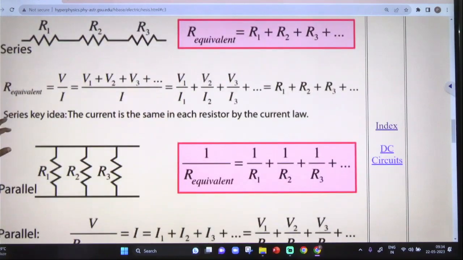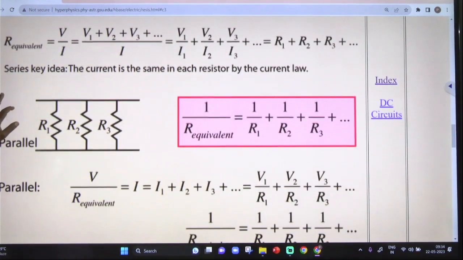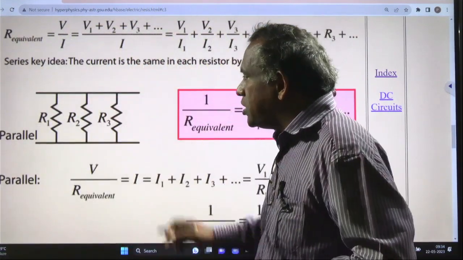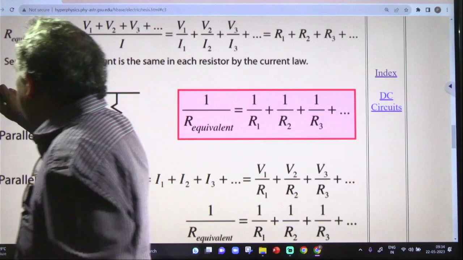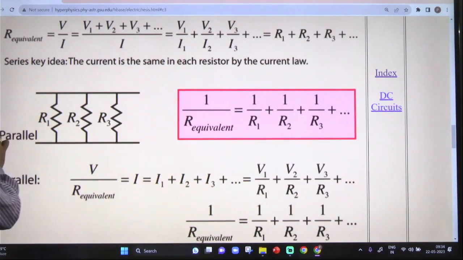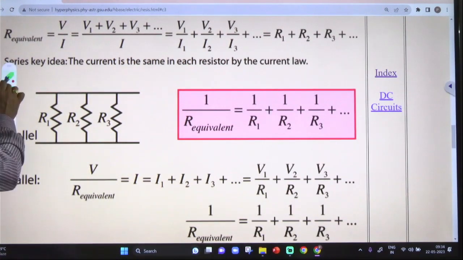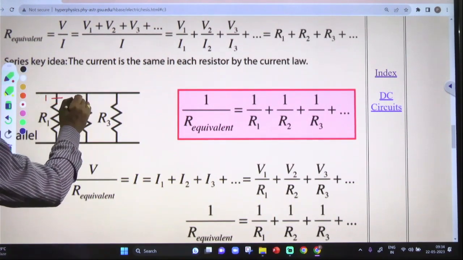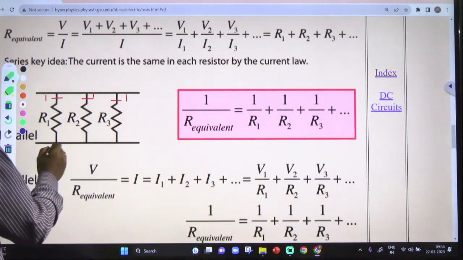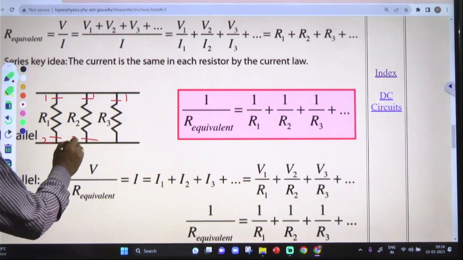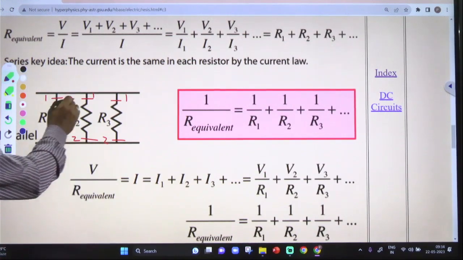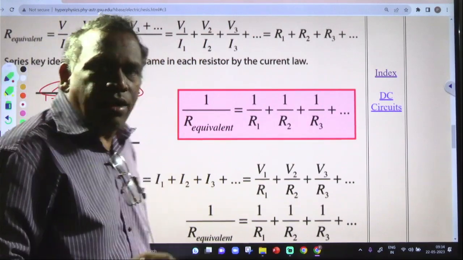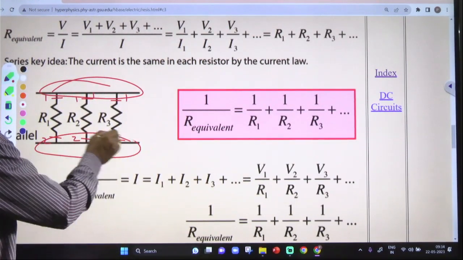Coming to the parallel connection, this is the second circuit, the arrangement of resistors. If you observe carefully in the parallel resistors, let us take R1 first end, R2 first end, R3 first end, R1 second end, R2 second end, R3 second end. The first ends of all resistors are connected to one common point. The second ends of all resistors are connected to another common point.